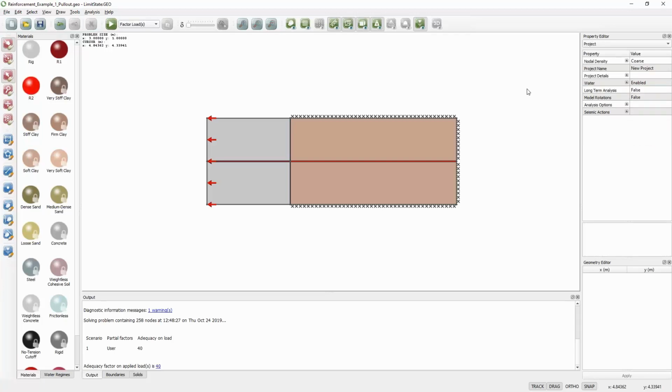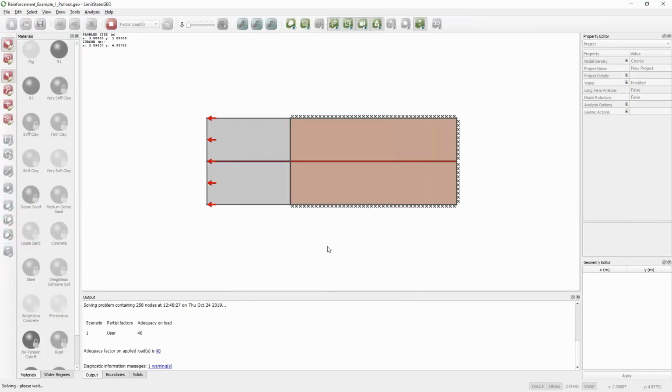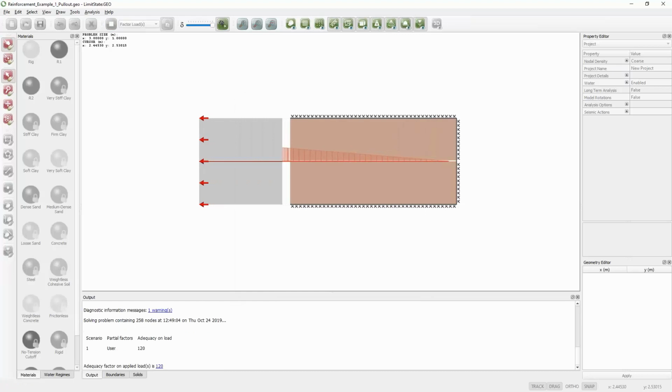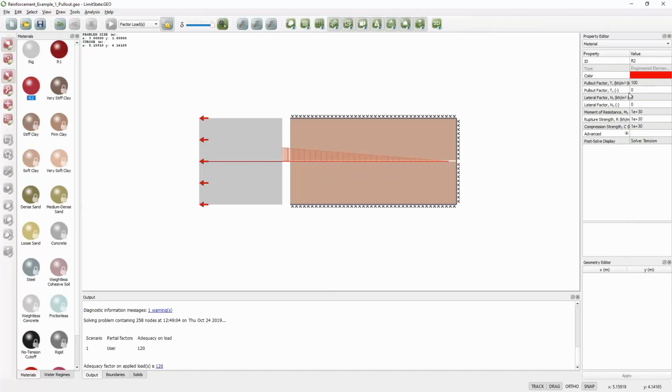So we would expect to get an answer of 200, but if I solve the problem, we see that I get an answer of 120. And that might seem counterintuitive, but we have to remember that that TC value, that value that we've defined here, effectively relates to the size of a soil nail. And because we're now on 100, we're now modeling a very large diameter soil nail.